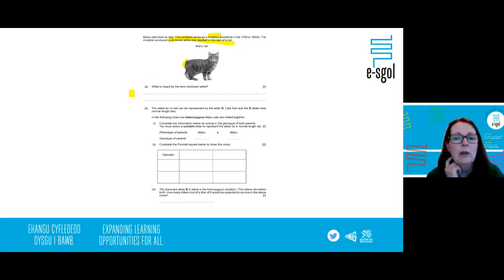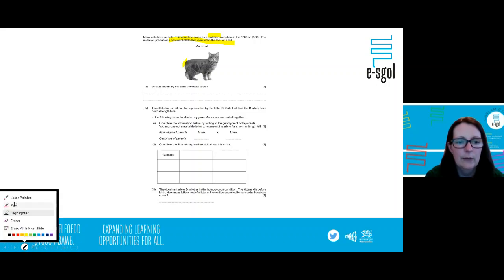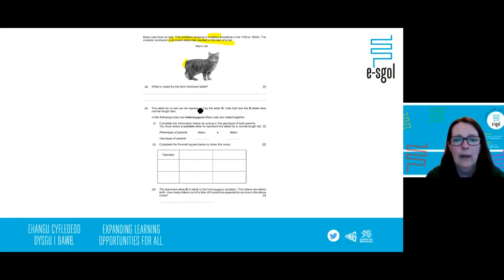So here we've got another Punnett square. And first of all, we've got to describe what is meant by the term dominant allele. And then we're looking at completing the Punnett square part at the bottom. So we'll go on to the Punnett square first of all. Okay, so it says the allele for no tail can be represented by the letter B. So it's asking us to use the letter B in this case. Cats that lack the B allele have normal tail lengths. The following cross, two heterozygous cats are mated together.